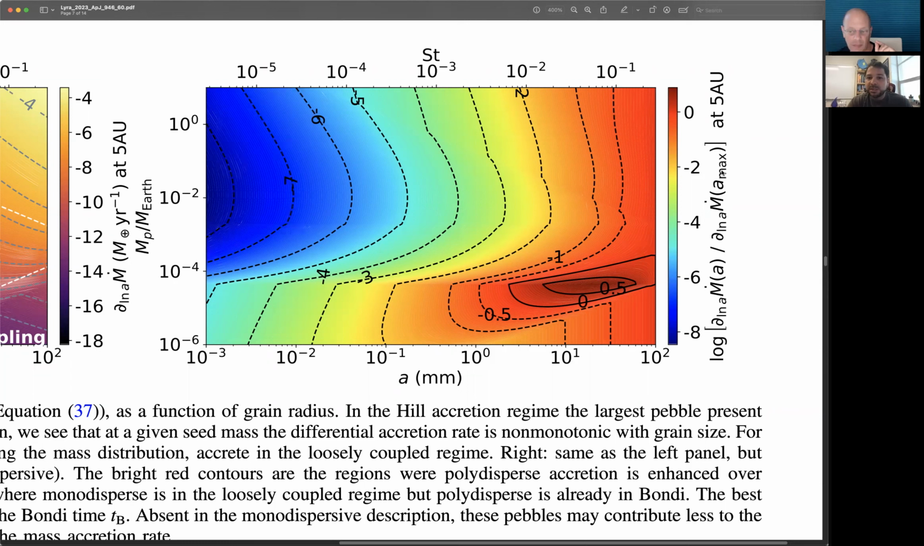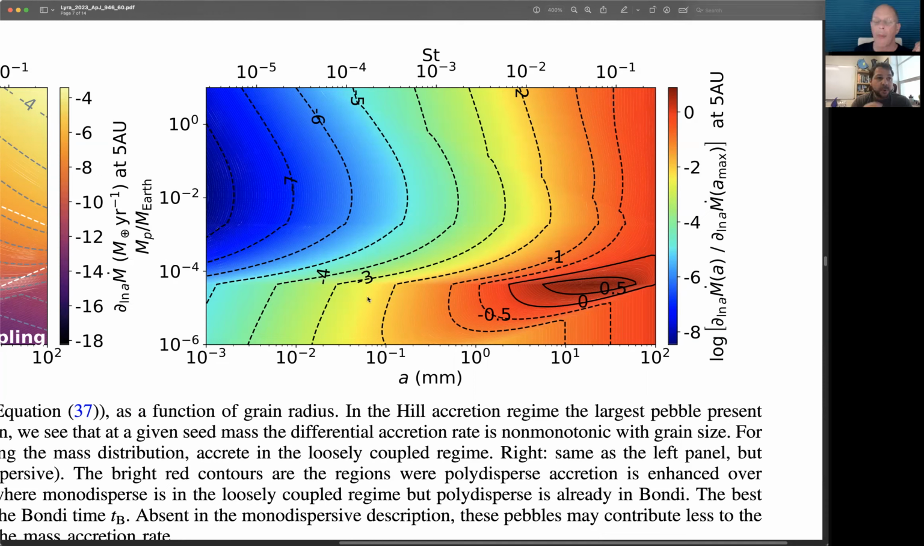Okay. So as you see here, 1 would be the 0, right? Because this is in logarithm. So the rightmost column is all at 1, because that's the biggest pebble present in the model. So this plot is showing that the highest accretion rate for the Bondi accretion is not the biggest pebble size that is present, right?